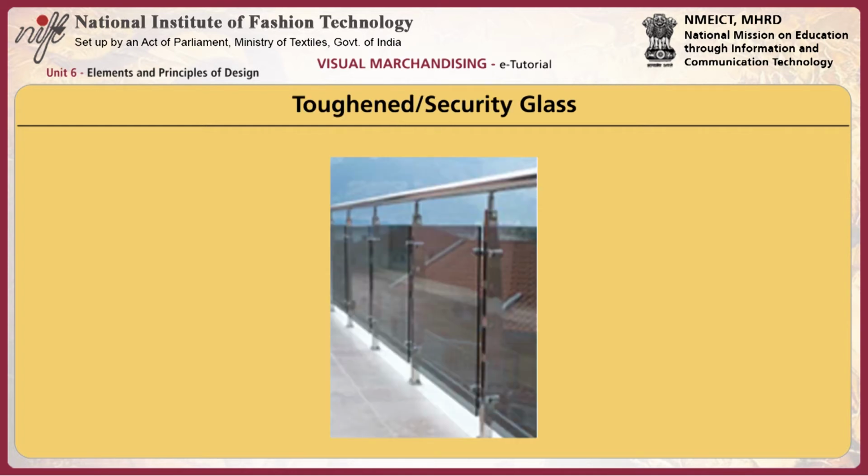Toughened or security glass. Security glass can either be laminated or toughened. Laminated glass is an engineered glass which holds its pieces together in an event of disaster. It is ideal for a coffee table top. If your countertop breaks, the shattered pieces of glass will stick together.